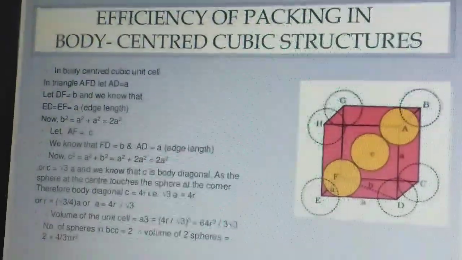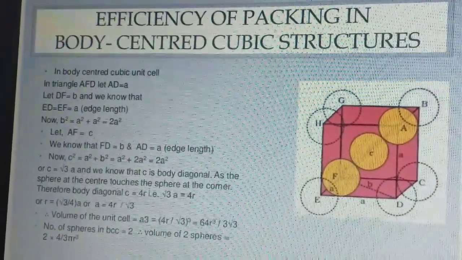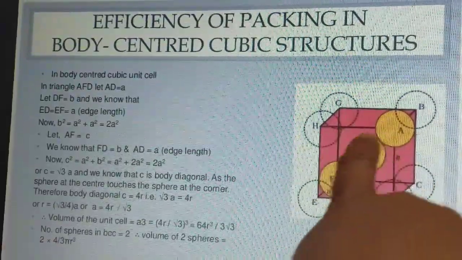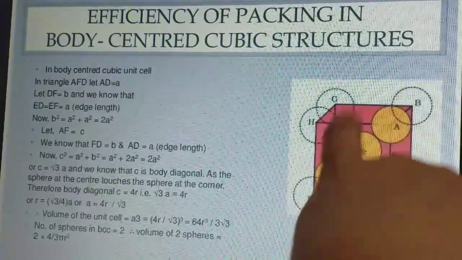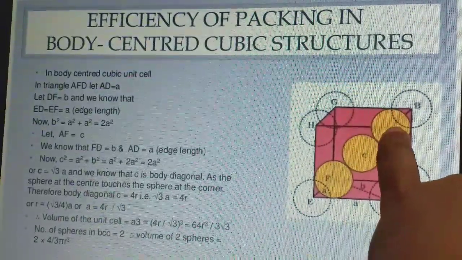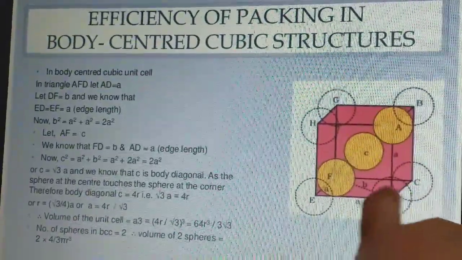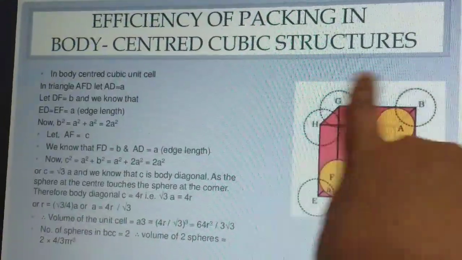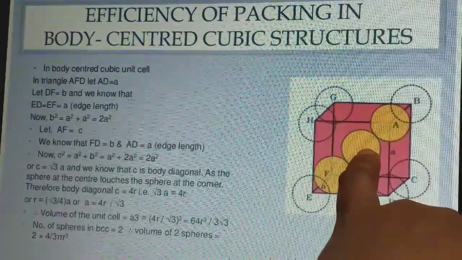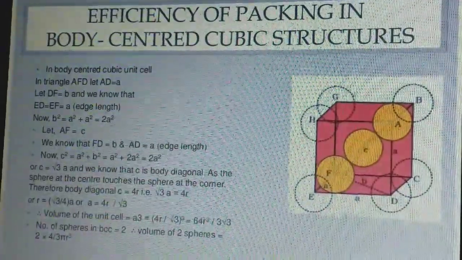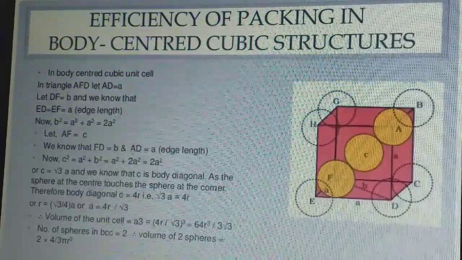Next, going to the body-centered cubic structure. Here one cube is drawn and the corners of this cube are marked as A, B, C, D, E, F, G, H. The spheres occupy the corners, and one sphere will also be there in the center of the body. So the center of the body is also occupied by a sphere.